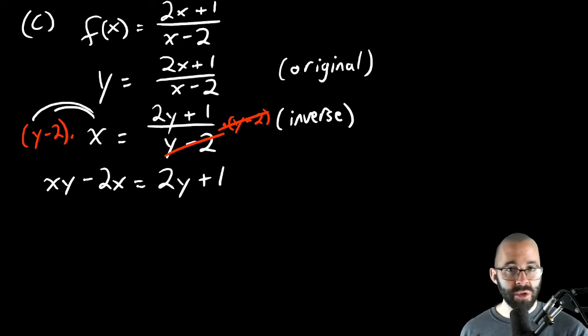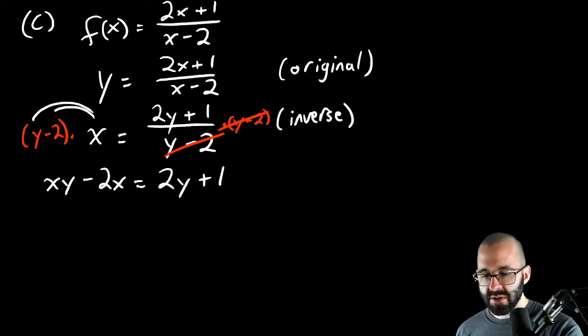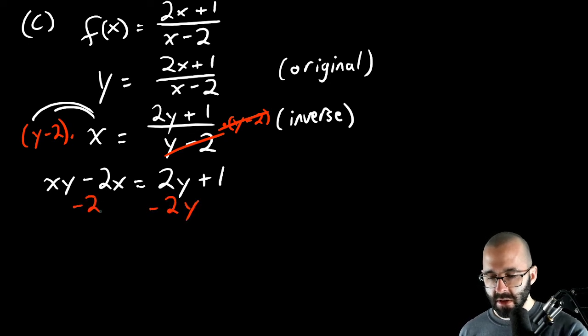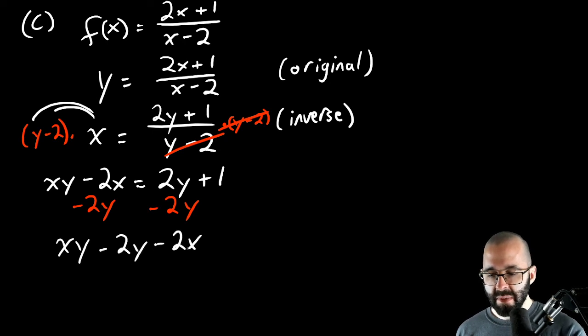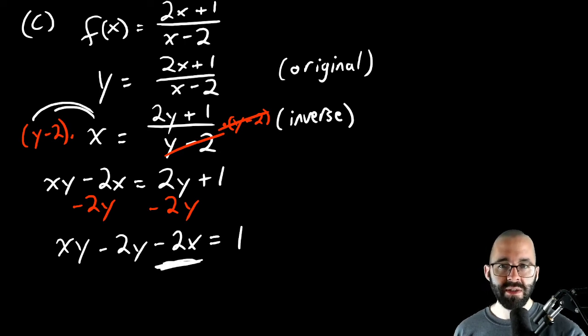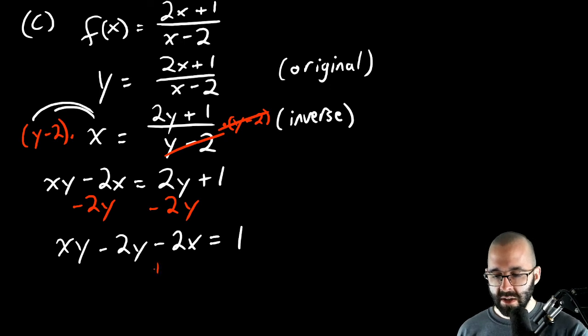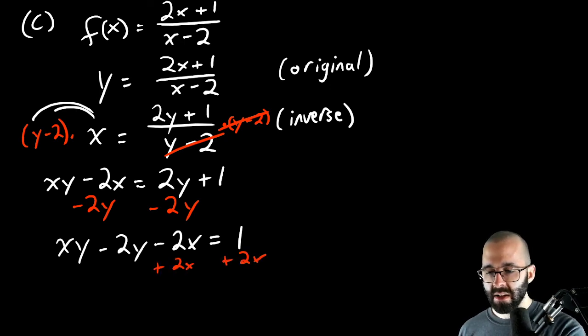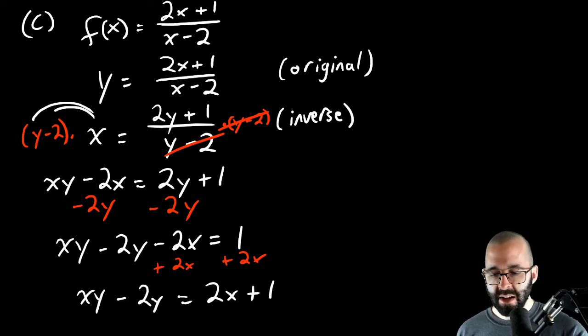Again, we're solving for y. So let's get everything with y on the same side and everything without y on the other side. So let's move this 2y over. The left-hand side is xy minus 2y. Still has that minus 2x. Well, this doesn't have a y. We need to move this over too. Okay, let's add 2x to both sides. Now we have xy minus 2y. On the right-hand side, we have 2x plus 1.